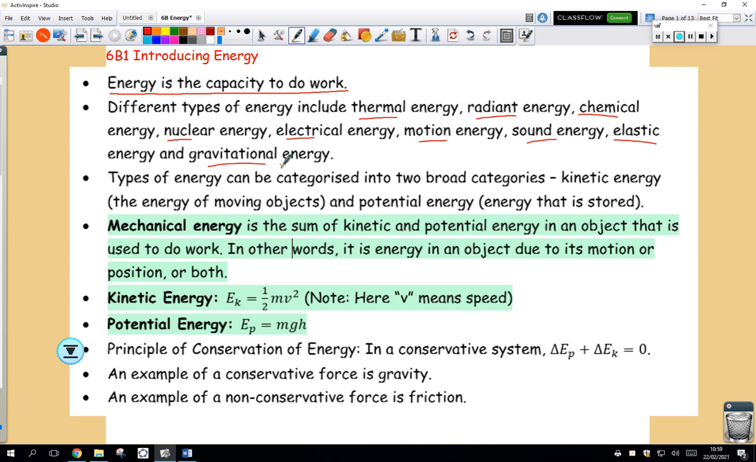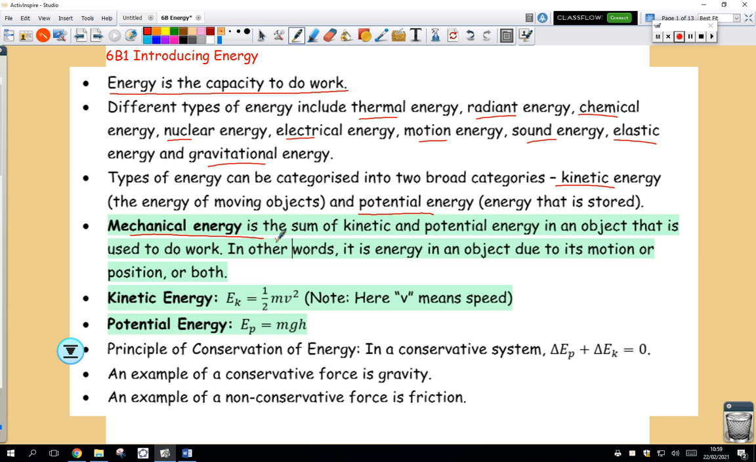But it's categorized ultimately into two broad categories, and they are kinetic and potential. So that's all we're really going to be talking about on our course: our kinetic energy and potential energy. If I add the kinetic and potential energy of an object, that's called the mechanical energy of the object. It's the sum of the kinetic and potential energy. And so in other words, it's the energy in an object due to its motion or due to its position or both.